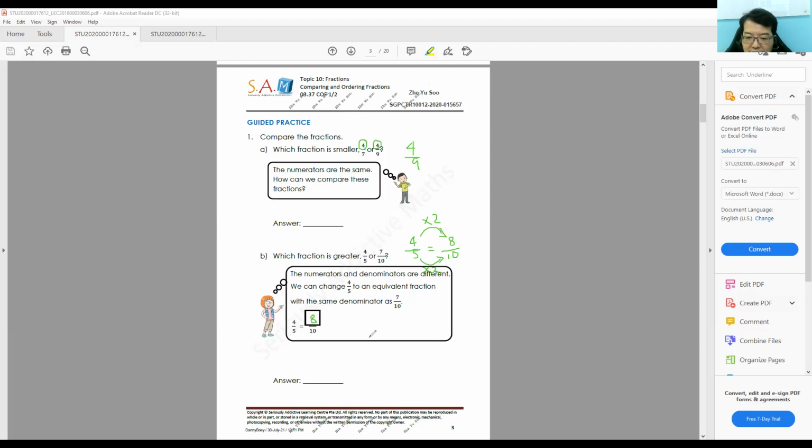Now, can you tell me which is greater? 8/10 is greater. However, take note, if you put 8/10, your answer would be marked as incorrect by the teacher. Why? Because let's look at the question. The question is to compare 4/5 and 7/10. So if you find out that 8/10 is greater, which is actually 4/5, you should write your answer as 4 out of 5. Do not write 8 out of 10, even though they are equivalent. Go back to the question and look at what the question is asking.